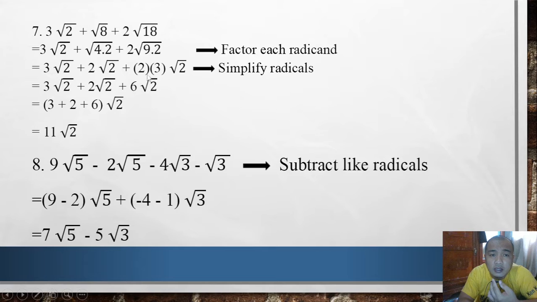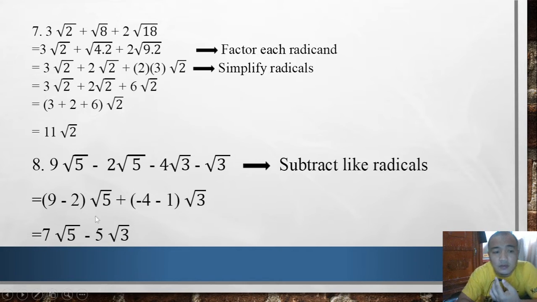So we can now add this because they are now similar radicals. 3 square root of 2 plus 2 square root of 2 plus 6 square root of 2. Add the coefficients. 3 plus 2, 5 plus 6, 11 square root of 2. And how about in number 8? Okay, we group. We subtract these radicals, and also we subtract these radicals because we subtract like radicals only. So 9 minus 2 is 7 square root of 5. Negative 4 minus 1 is negative 5 square root of 3.